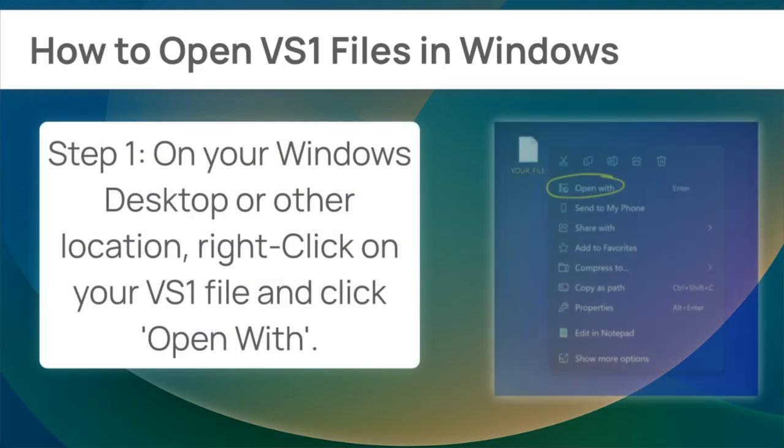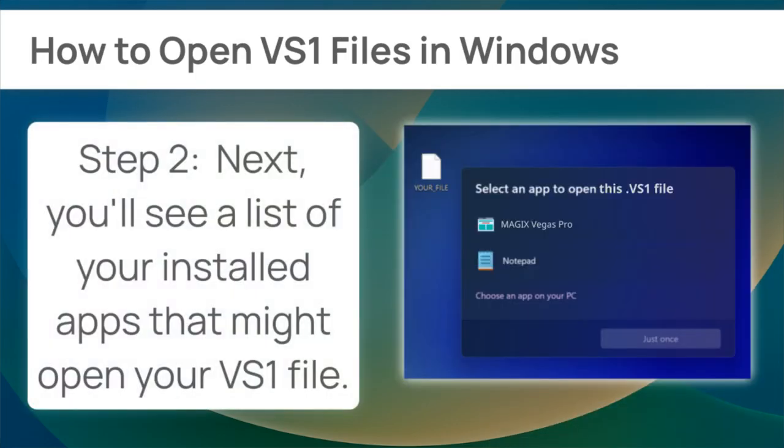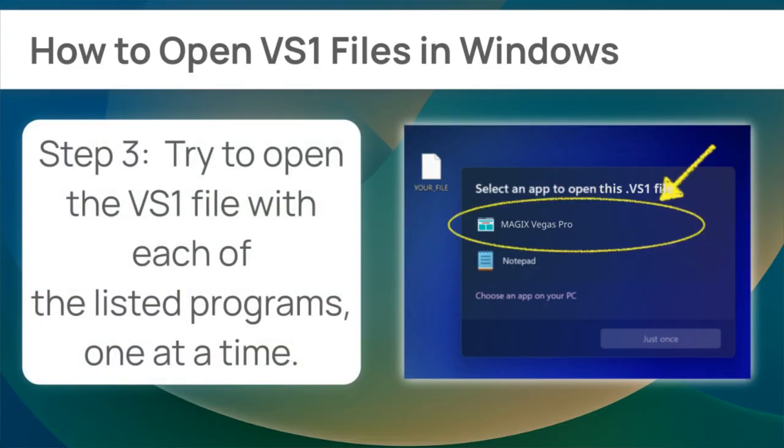Start by right-clicking the VS1 file and selecting Open With. Test MAGIX Vegas Pro first if it's installed. If you don't find it, pick any other option. Some VS1 files are very particular about the opener.